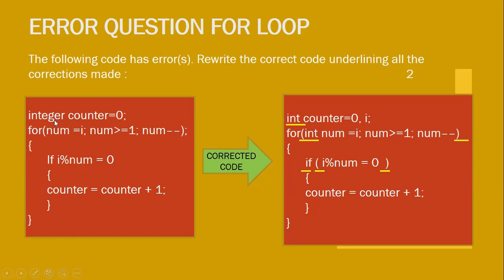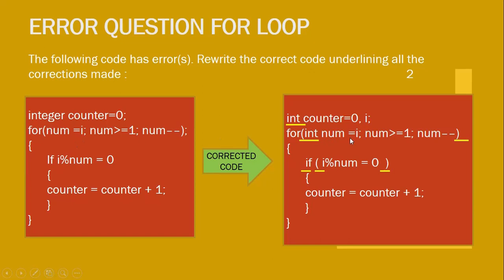Now, integer. There's nothing like integer in Java. It has to be int. So I've written int here. And please don't forget to underline the corrections. It is very important. And then we have used two variables here, num and I. So I and num, they are also not initialized.